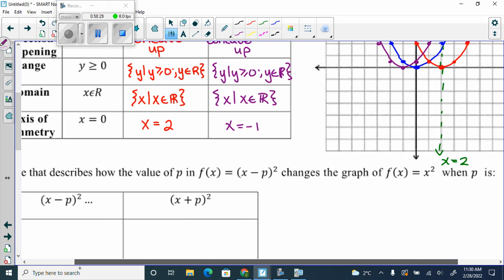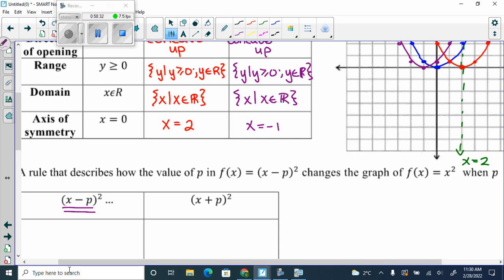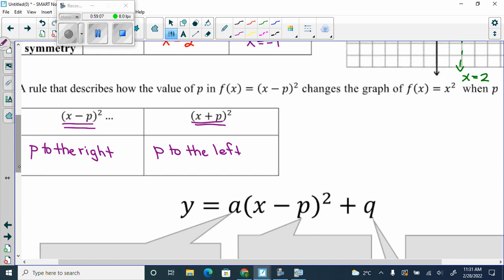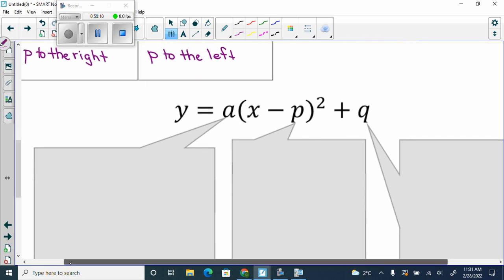So let's look here and say what happens. So if we have an x minus p, where are we actually moving? P to the right. And if we have an x plus p, we're actually moving p to the left. P to the left. We're going to do a little summary down here, and then we're done for today. Then we're going to put it all together tomorrow.